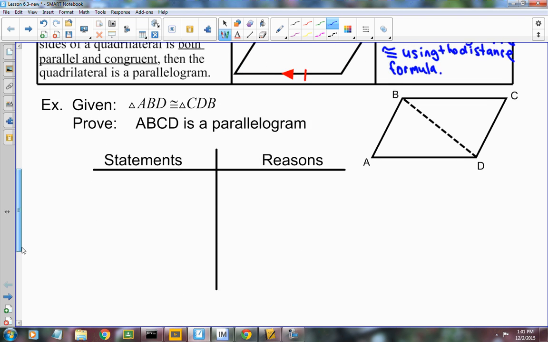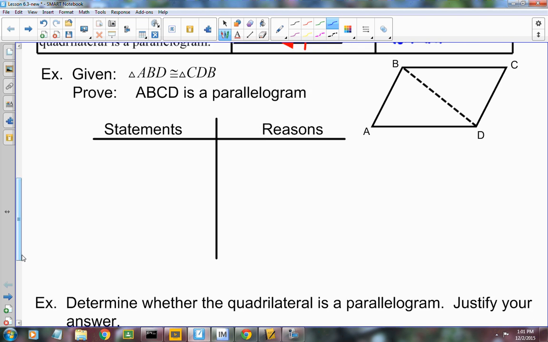Alright, so let's look at this proof here, it's a little hard one. It says that triangle ABD is congruent to triangle CDB, and I want to show that ABCD is a parallelogram. Well, what can I get from the fact that these two triangles are congruent that's going to help me prove that this is a parallelogram? What do you think? What do I know if I had congruent triangles?